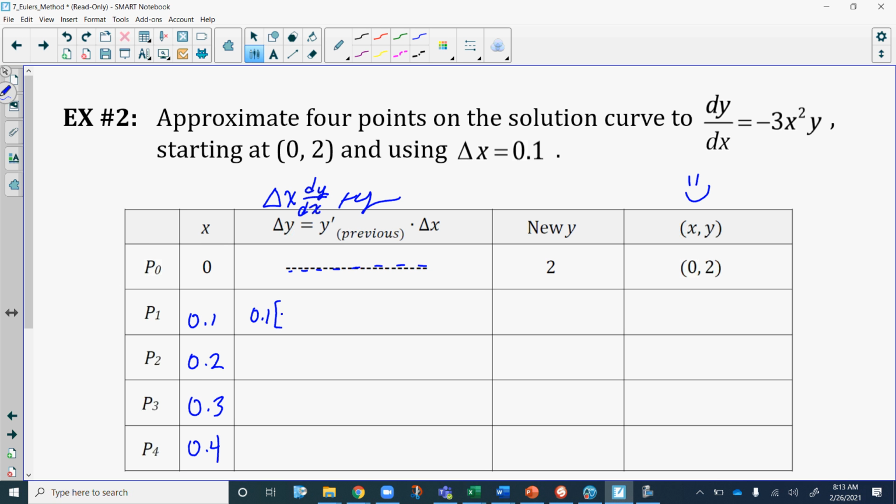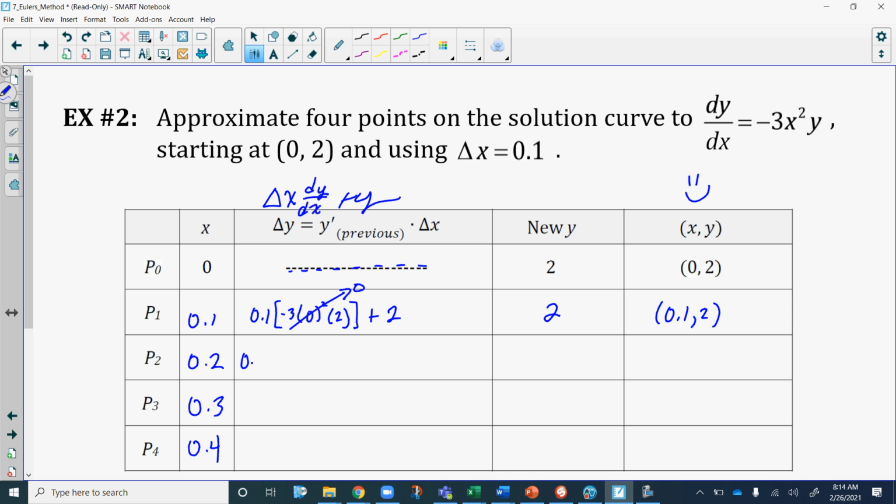So we have -3 times 0 squared times 2, where we're just taking the previous x and y values and substituting into the differential equation itself, plus the previous y value of 2. And when I do, I wind up getting a 2. Which makes sense because this stuff here in the brackets, all of that's going to simplify to be a 0. So my new point would be 0.1 and 2. And we'll just kind of keep repeating the process here.